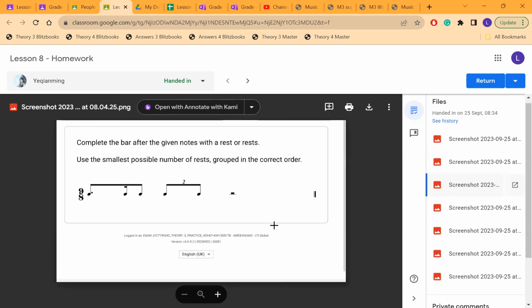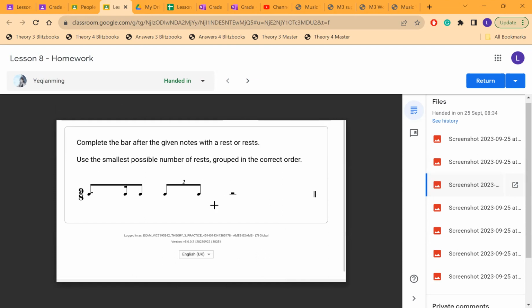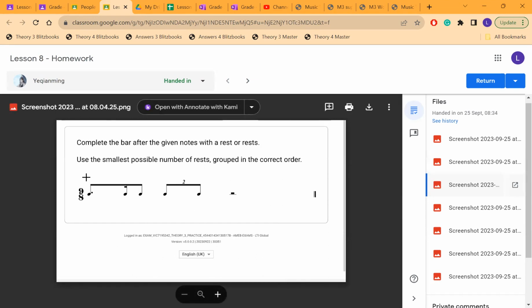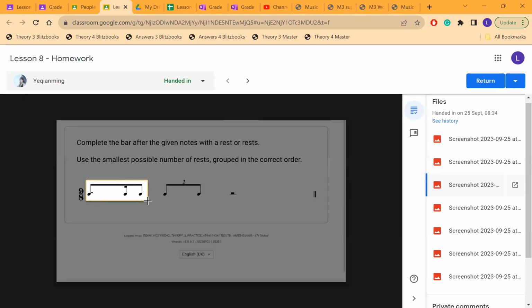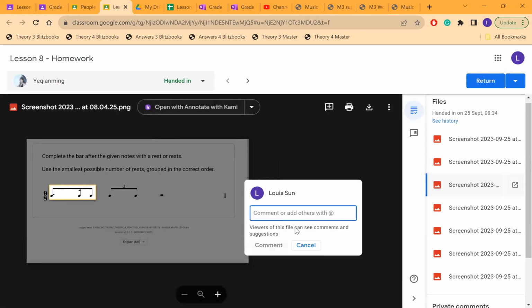9/8 time. 9 quavers in total, grouped in 3, right? So this is the same as 3 quavers. So this thing here. I think I'm mostly got the problem with the 2 on the top. Yeah, so the duplet is worth 3 quavers.